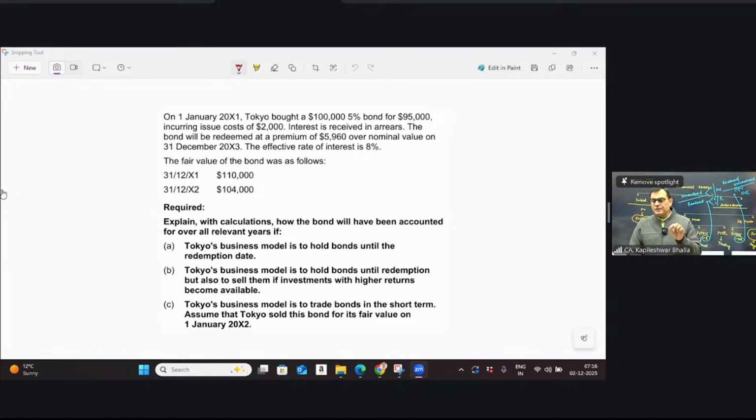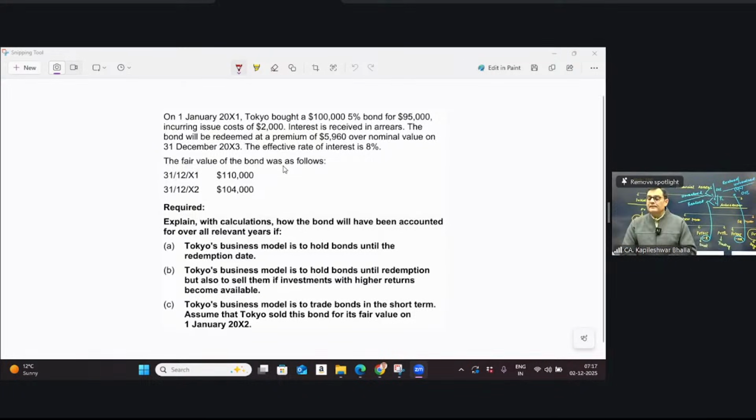Explain with calculations how the bond will be accounted for all the relevant years. If the business model is to hold the bonds until redemption date, would you like to give me the measurement base? If the objective is to hold them till redemption date, that means it seems that they will be kept till maturity. And if they're going to be kept till maturity, I think we can decide it becomes a case of amortized cost. That's rightly said.